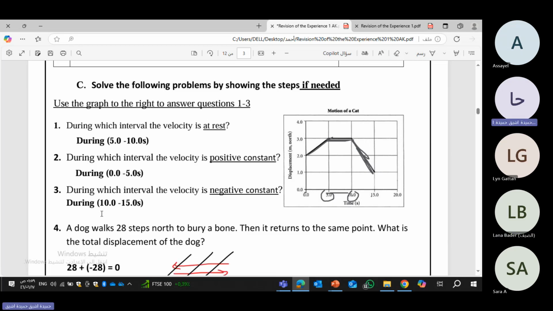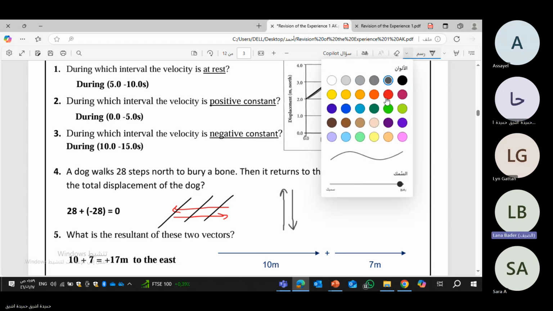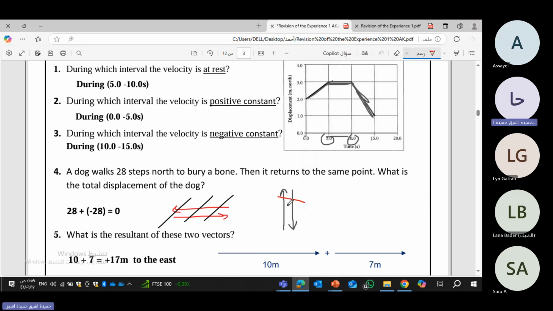Okay. Here it's saying a dog walks 28 steps north and then returns back to the same point. So it goes up and down. Actually, north means up and down, not east to west. No, this is not the correct one. You can draw it like this, up and then down. So what's the total displacement? 0. Yeah, because they are opposite and equal to each other, so they cancel each other. So it's 0. Excellent.